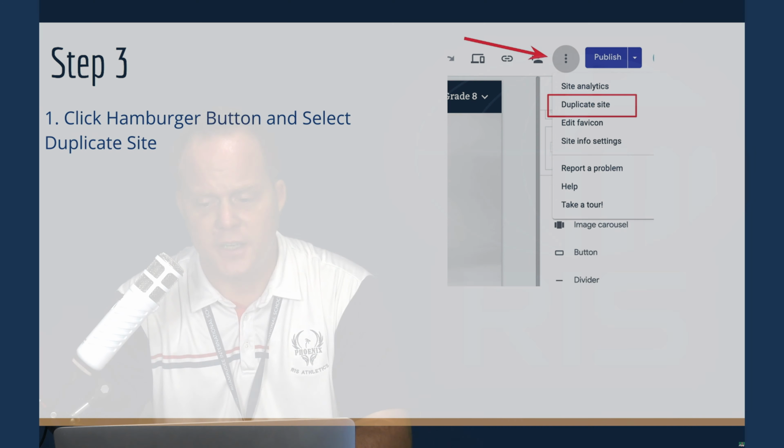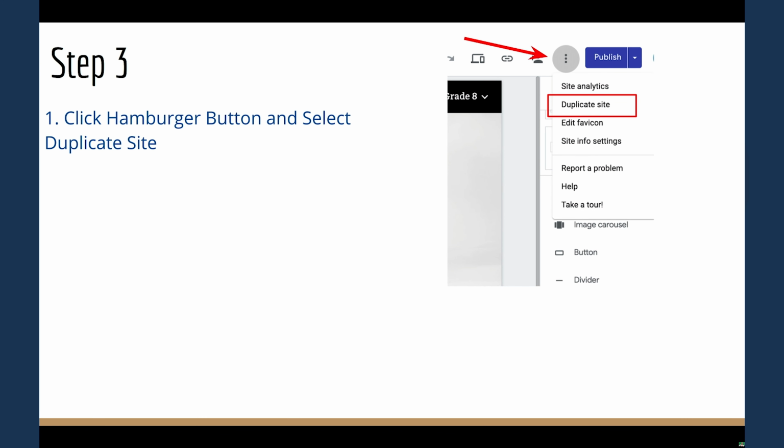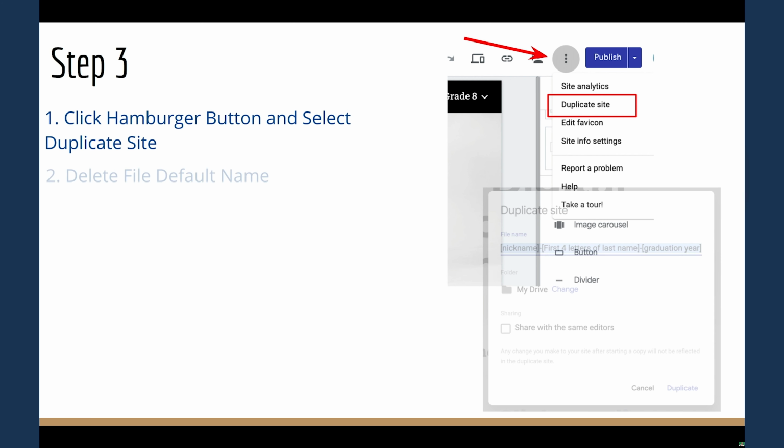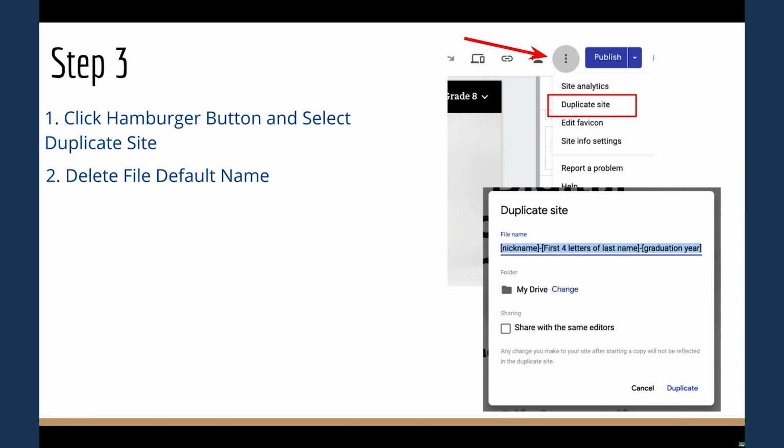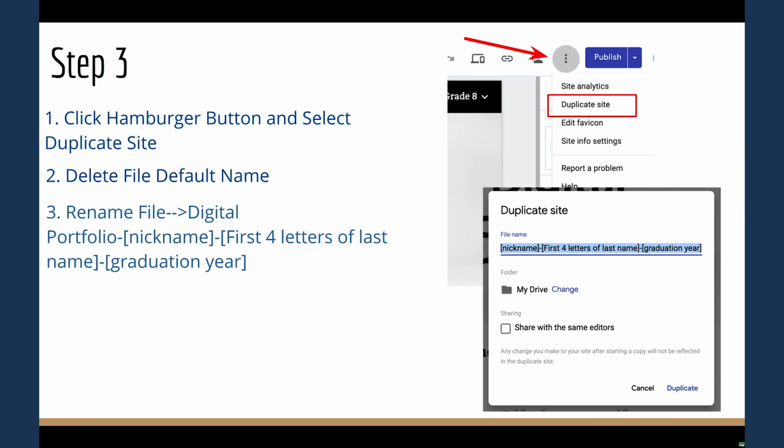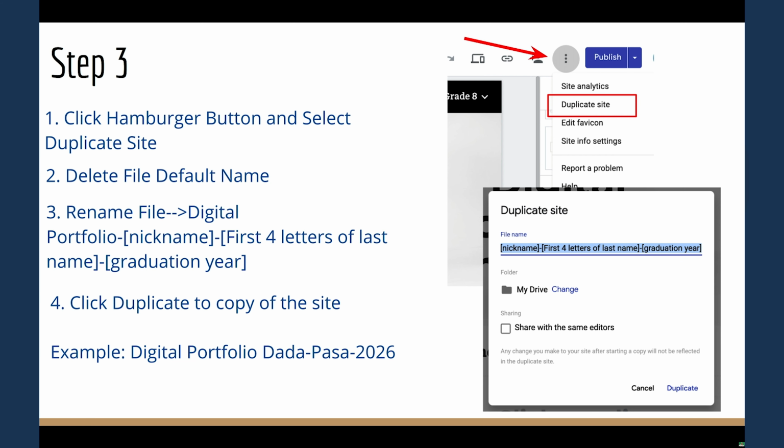To do this, you're just going to click on the hamburger button, and then you select duplicate site. Once you have that selected, it will provide you a dialog box where you'll have a copy of file name. Delete the entire default file name that it provides you, and then enter the file name that you want to have for your digital portfolio. Now we'll provide you a pattern for this name so that we know whose portfolio is whose in the system. To do this, you'll just simply put digital portfolio, your nickname, first 4 letters of your last name, and graduation year. So for example, you'll have digital portfolio.